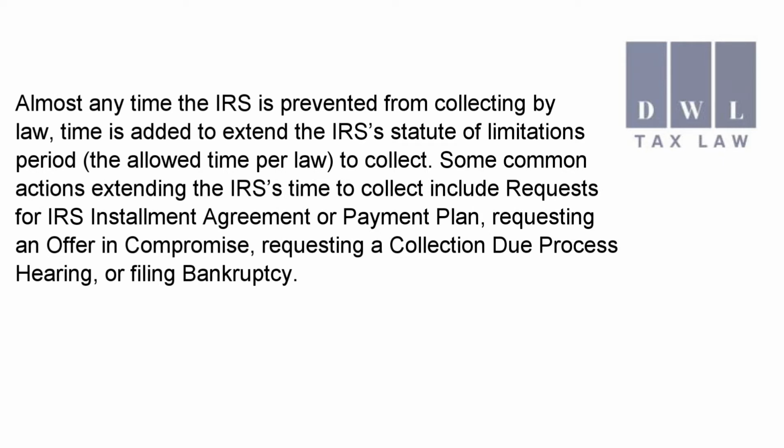Almost any time the IRS is prevented from collecting by law, time is added to extend the IRS's statute of limitations period, the allowed time per law, to collect. Some common actions extending the IRS's time to collect include requests for an IRS installment agreement or a payment plan, requesting an offer in compromise, requesting a collection due process hearing, or filing bankruptcy.